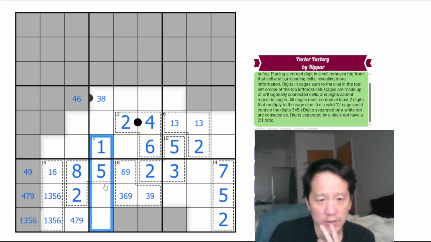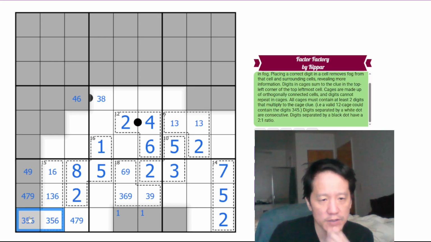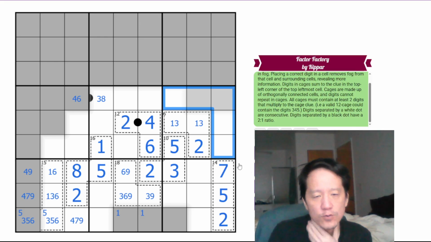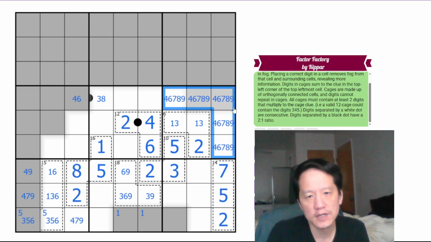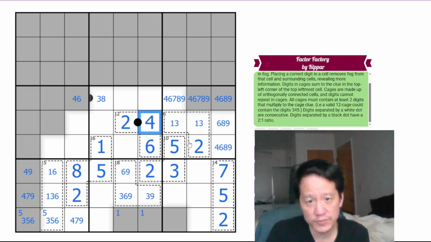1 cannot be in these cells in this box. So it has to be one of these 2 digits, which means this cannot be a 1. 5 cannot be here. Therefore, 5 must be one of these 2. What are the remaining digits in this box? They have to be 4, 6, 7, 8, 9. And 7 cannot be here. 4 cannot be here because of this 4. 6 cannot be here because of this 6. 7 has to be 1.